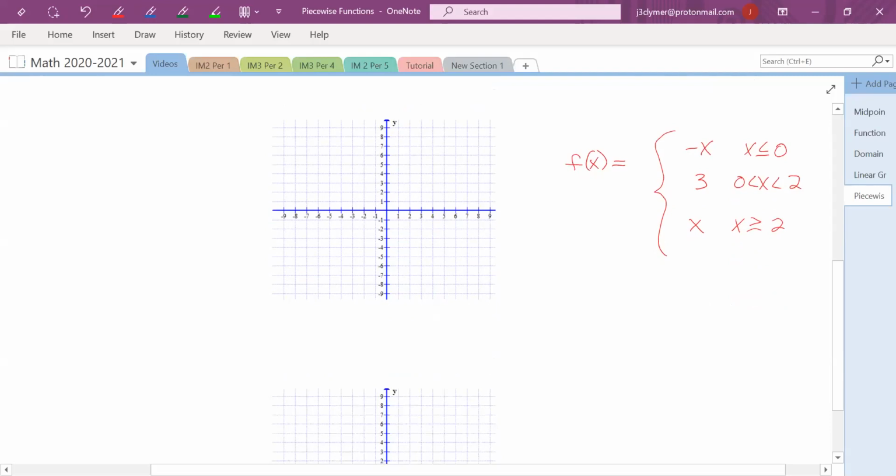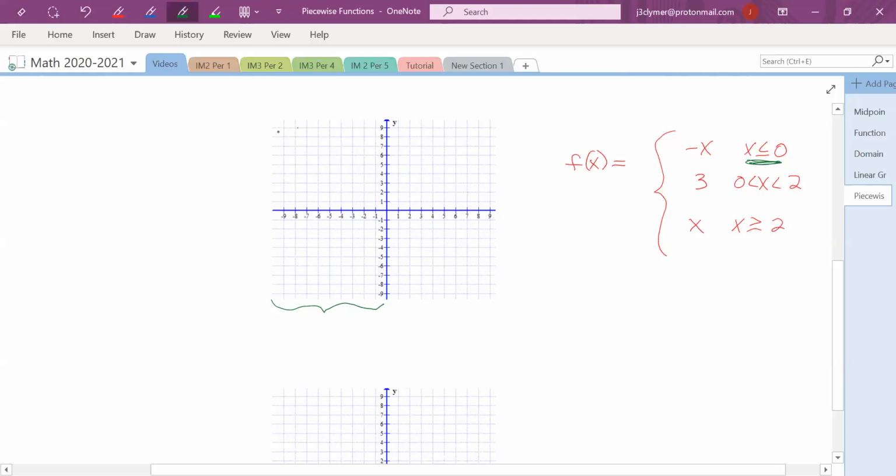So what you want to do, basically, there are three different functions sort of put onto one graph. And what you want to do is identify the different parts of the graph. So x is less than or equal to 0 means that it's going to be from here to here. So I'm only graphing to the left of the y-axis, because that's when x is less than or equal to 0.